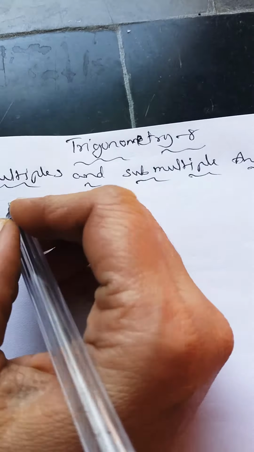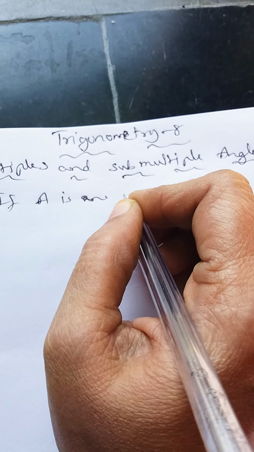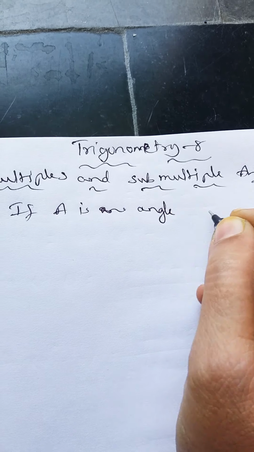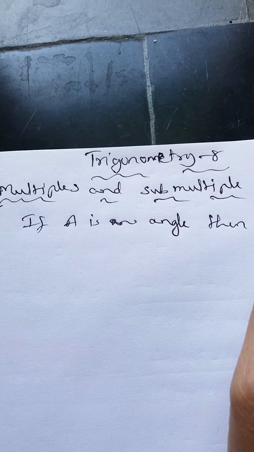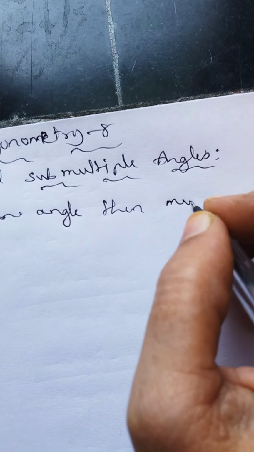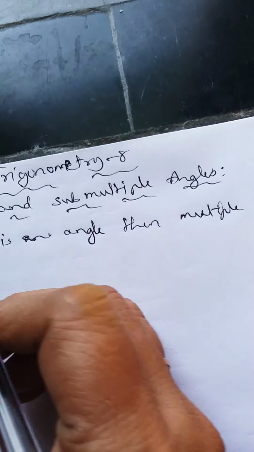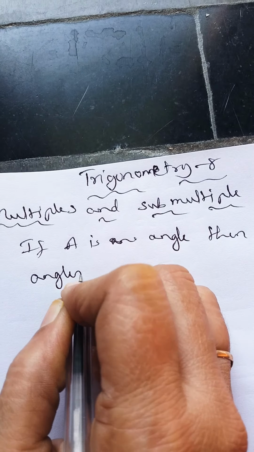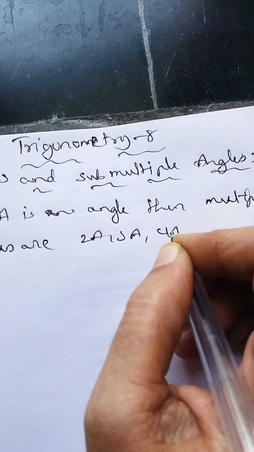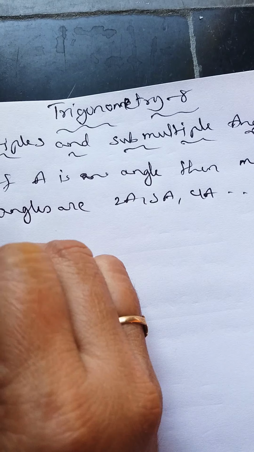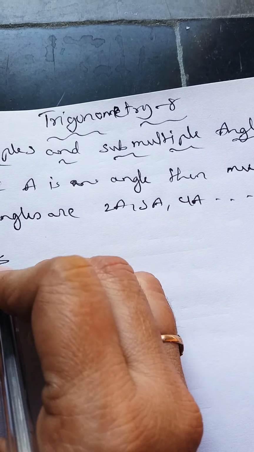See here. If A is an angle, then multiple angles are 2A, 3A, 4A and so on. These are multiples of angle A. Now, what are submultiple angles?